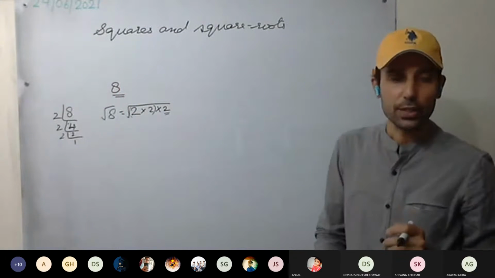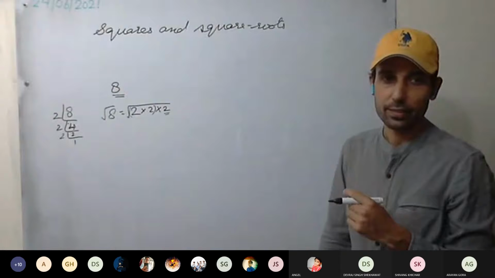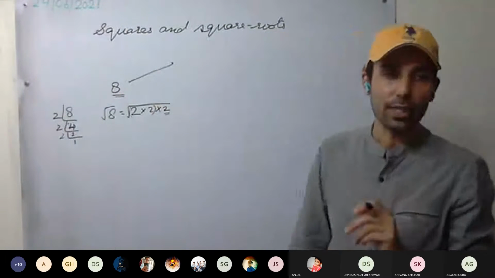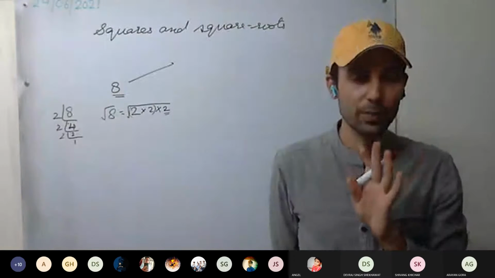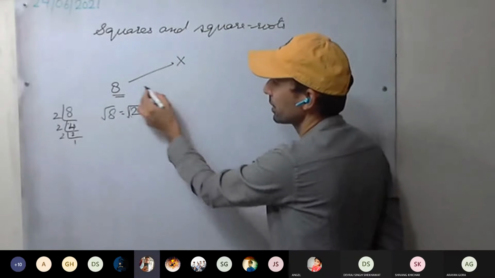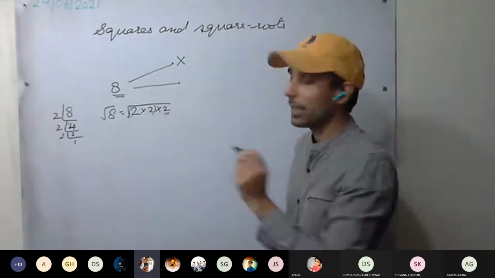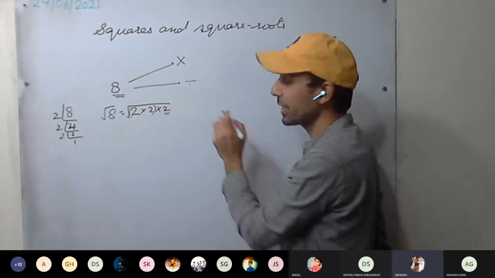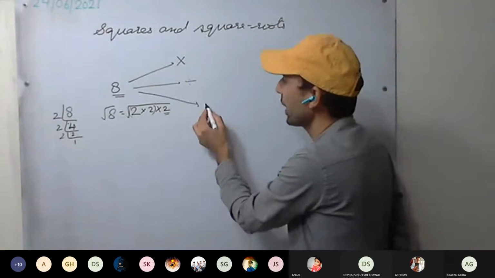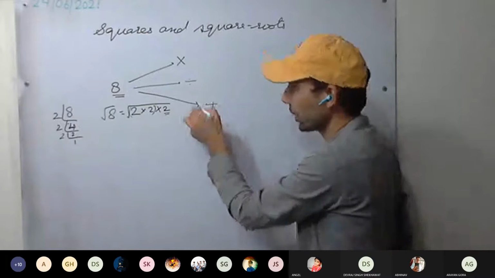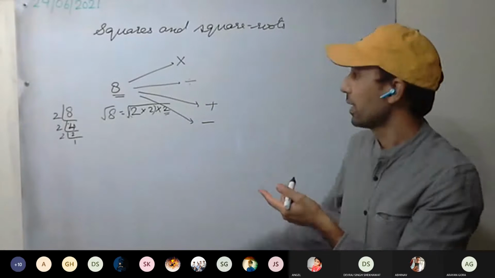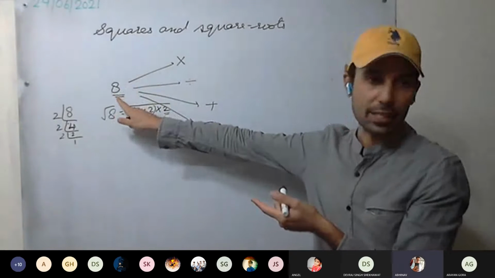Now, if the question asks you to make it a perfect square, how can we make it a perfect square? There are four ways to make a perfect square: by multiplying something, by dividing it by something, by adding something to it, or by subtracting something from it. This we will discuss. We can multiply by something and make it perfect.